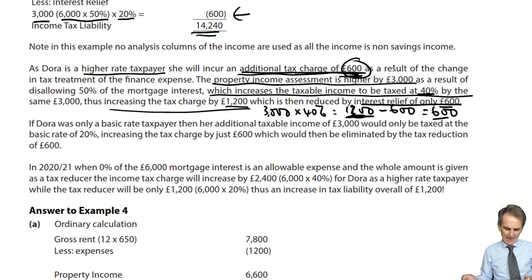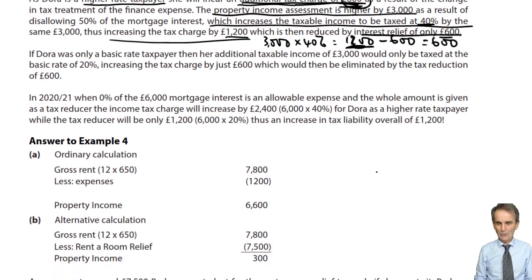But there you can see, as compared with what was happening before, we're seeing an increase in tax charge of £600. And it's only going to get worse. It's going to get worse because by 2021, there will be absolutely no finance expense allowed. In 2021, 0% of the £6,000 mortgage interest will be allowable, and the whole amount is given as a tax reducer in computing your income tax charge.